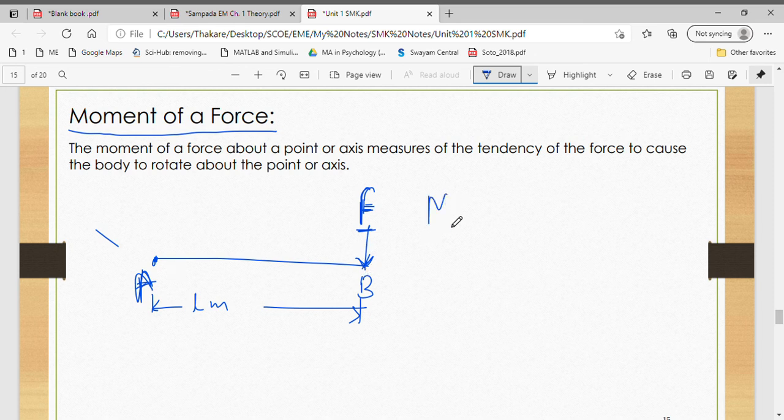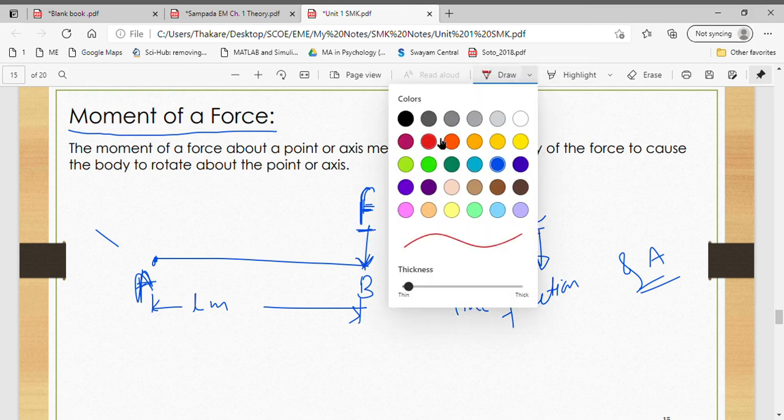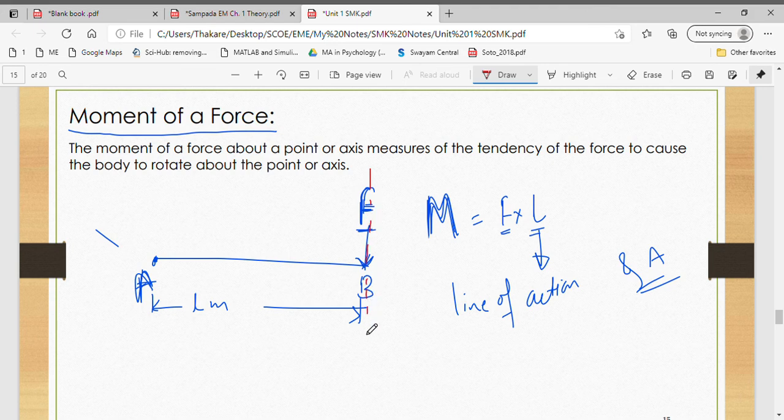Now the mathematical value for moment of a force is given by load into perpendicular distance, where F is your load and L is your perpendicular distance. This perpendicular distance should be between the line of action of force and the point about which moment is to be determined. So here for this force F, this is the line of action and the perpendicular distance between this line of action and point A is given as L meters.